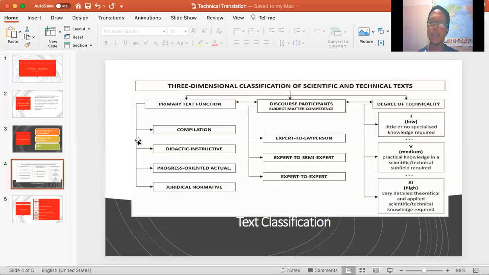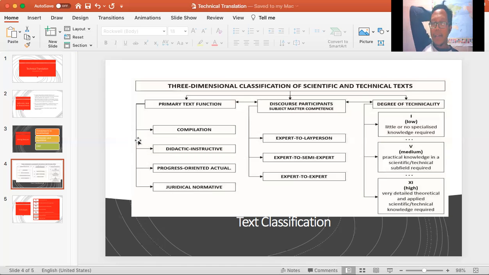And then there is the medium level of technicality, when practical knowledge in a scientific or technical subfield is required. That means there are already some special terms, terminology, and formulas that need to be paid attention to, but somehow they are not that complicated.